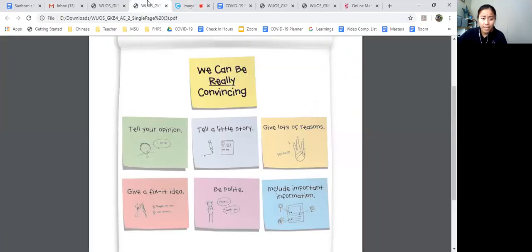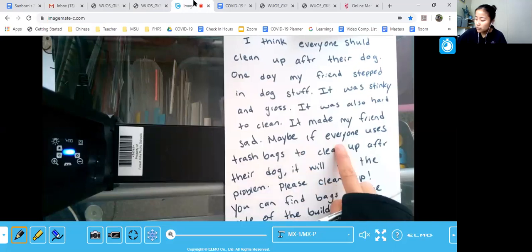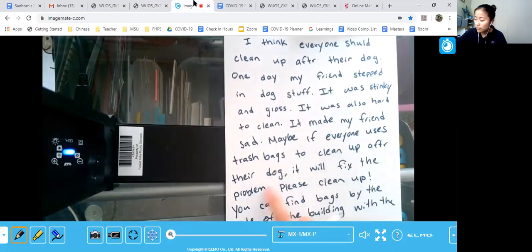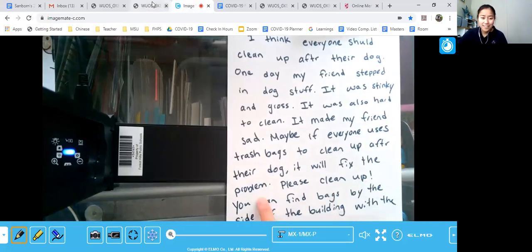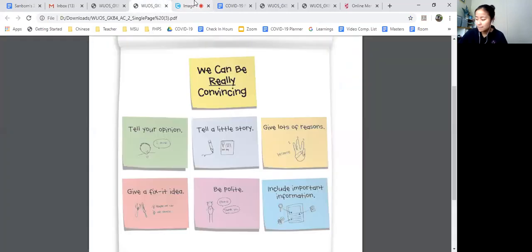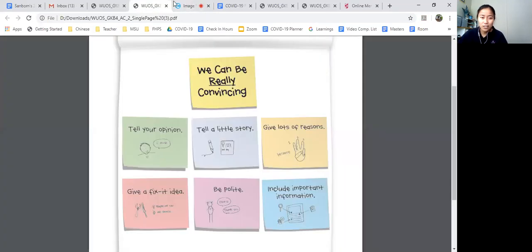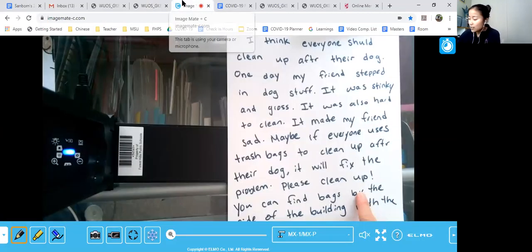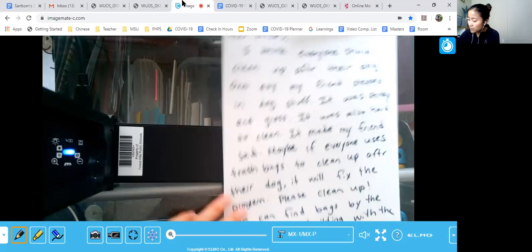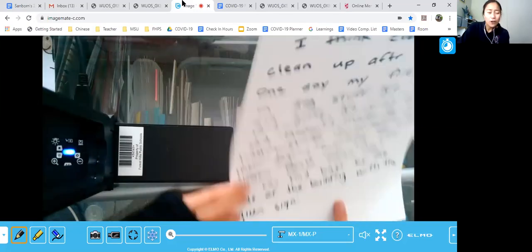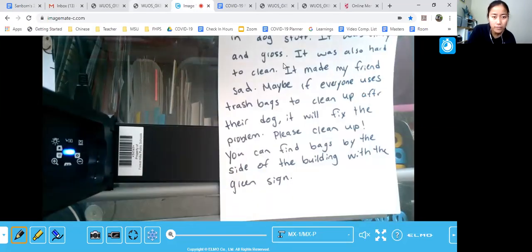Okay, let's see. Did I give a fix-it idea? Maybe if everyone uses trash bags to clean up after their dog, it will fix the problem. I did. Okay, let's see. Did I be polite? Please clean up. Yes, I did. And did I include important information? Let's see. You can find bags by the side of the building with the green sign. I did. Okay, so I did all these things.